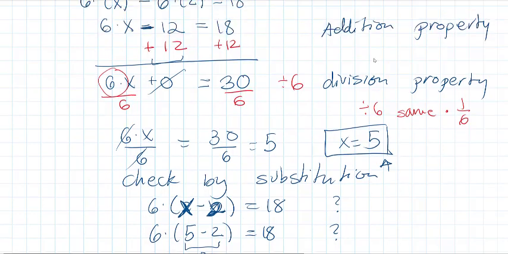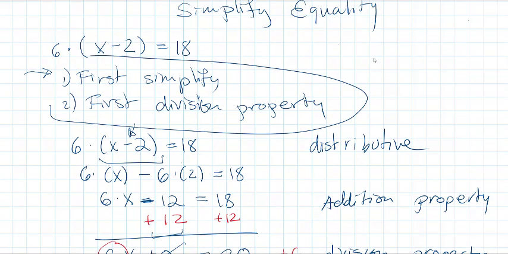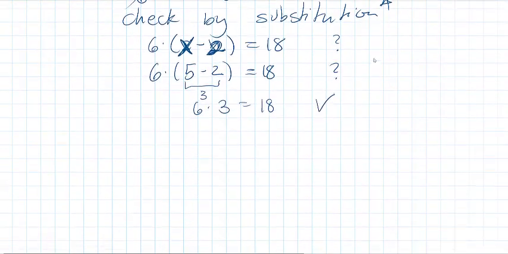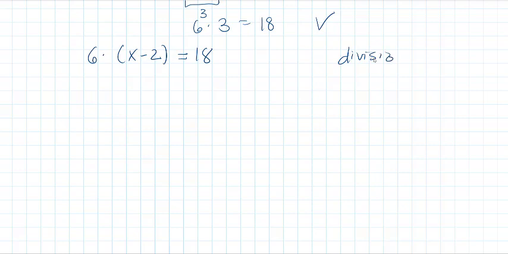Now, as I mentioned in the beginning, we have 2 methods of solving this. They're basically similar, it's just that we take different steps first. In the second method, we will use the division property first. So let's go ahead and do that. So we have 6 times (x minus 2) equals 18. So we would like to use the division property. Now, why do we want to use the division property?